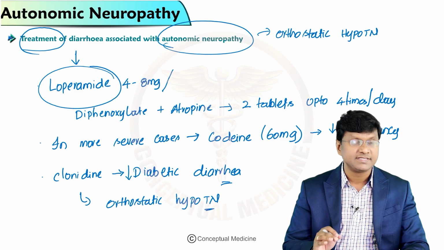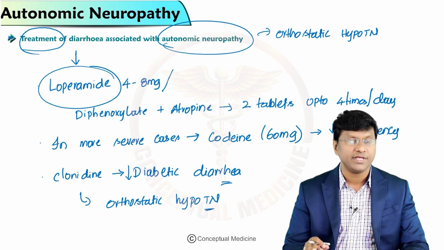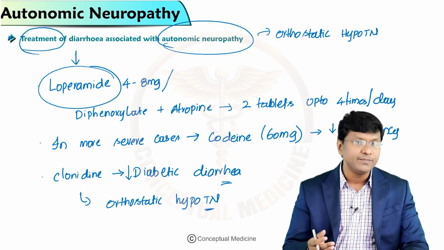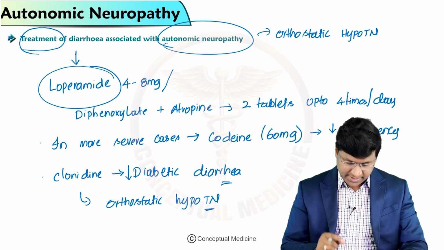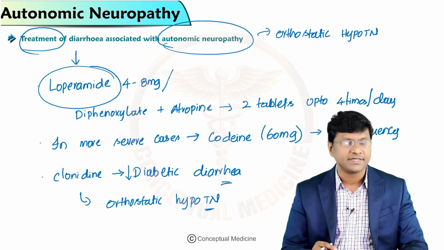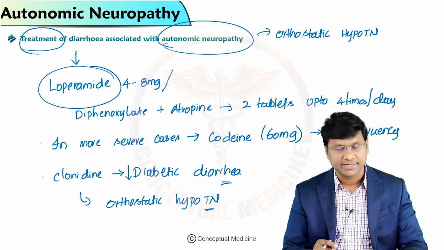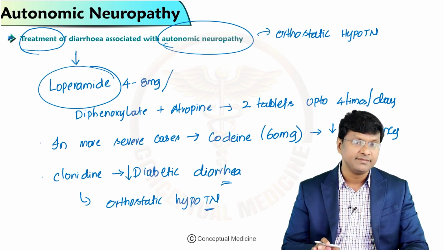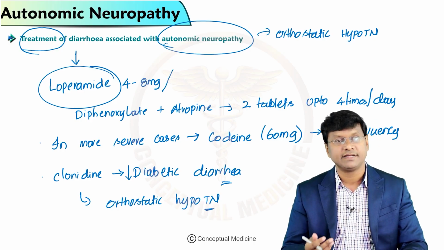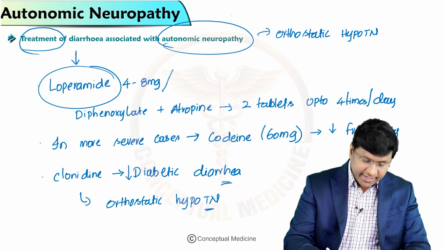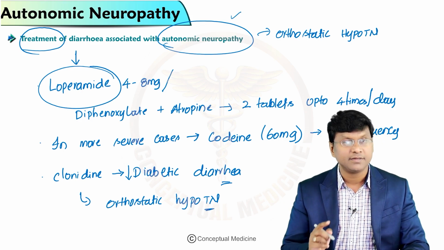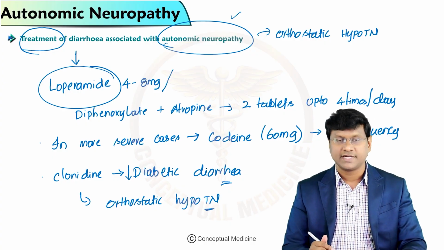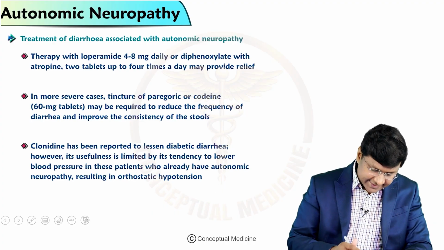And whenever there is a severe form of diarrhea, you need to give codeine. That is 60 milligram tablets may be required to reduce the frequency of diarrhea, and it will improve the consistency of the stools. And clonidine is another antihypertensive drug. It is a centrally acting alpha-2 sympatholytic drug that has been reported to reduce diabetic diarrhea. But its usefulness is limited because it is associated with the development of orthostatic hypotension. Already in patients with autonomic neuropathy, they have the problem of orthostatic hypotension, and if you give clonidine, that will further precipitate this orthostatic hypotension.